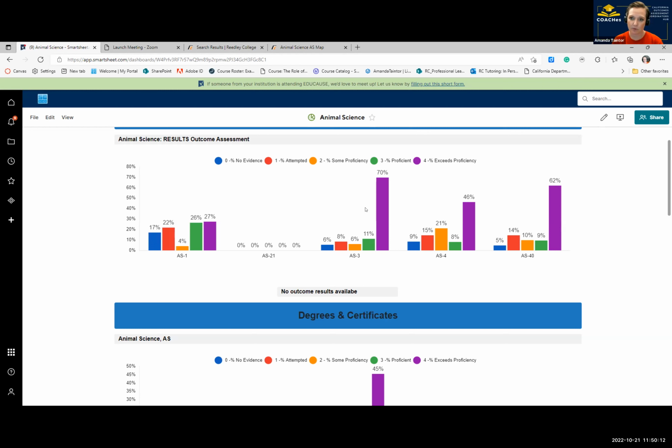So faculty in these departments are able to see, okay, here are the outcome results on all of the animal science courses, and here are the classes that have submitted information in animal science. Everything is tied to our 4-point rubric. And we have attempted, meaning they've attempted the assessment, some proficiency, proficient, and exceeds proficiency.